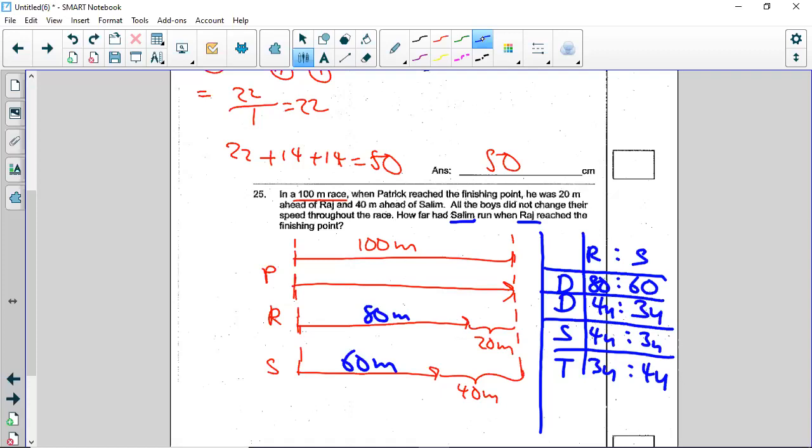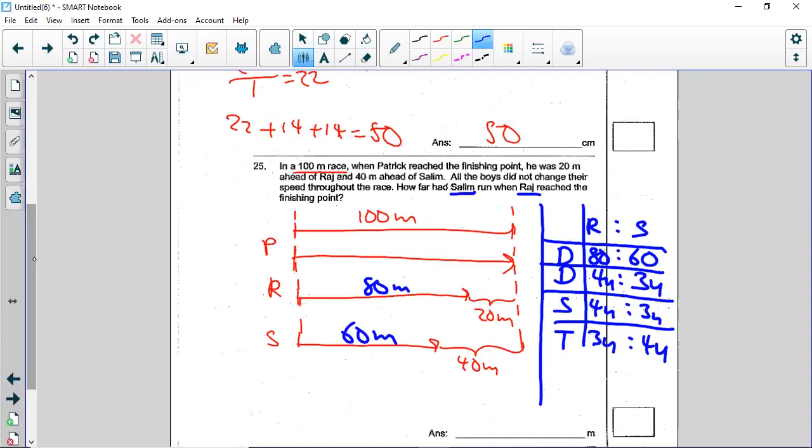But over here, which ratio do we use to solve? There's no time in this model. There's no speed in this model. There's only a distance ratio, right? So what do you do? Now, how far has Salim run when Raj has completed or reached the finishing point? It means that Raj must have traveled 100 meters to reach the finishing point. So you look at this.